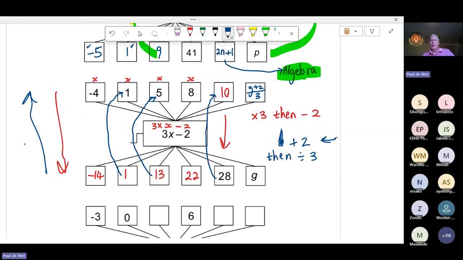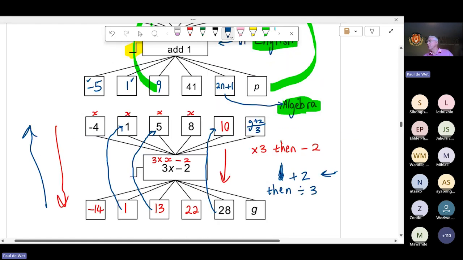Okay. Now, guys, I'm just going to show you something else. BODMAS always applies. So G plus 2, this here means this is like a bracket. In other words, we do the G plus 2 first.